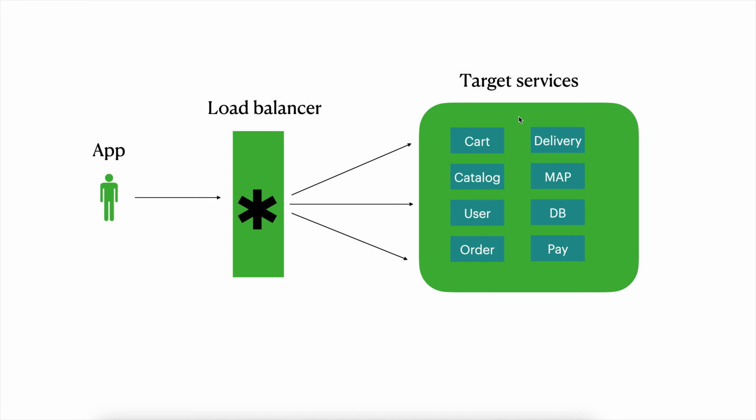Those are target services, and the request will pass through LB. So LB will take that request and forward it to target services. So target service could be anything like cart, catalog, user, DB service, or payment. So LB has a capability, based on request, it will send or forward or route a request to the actual target service.